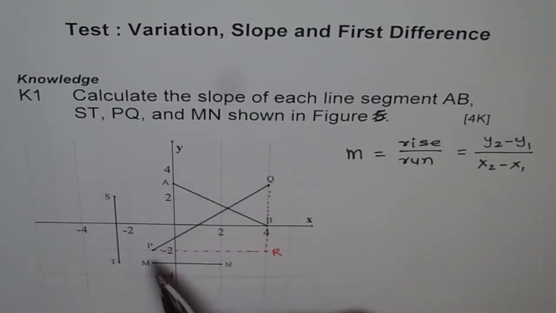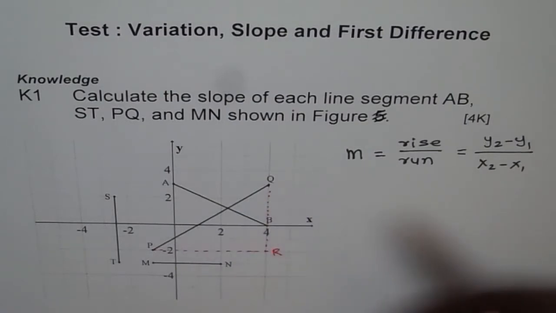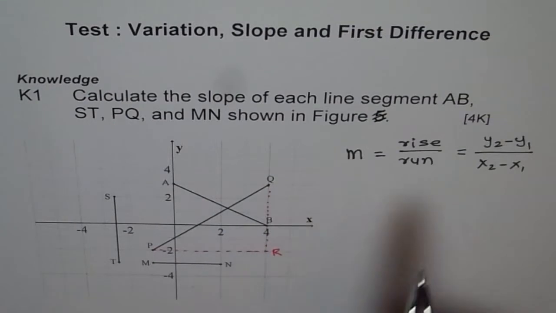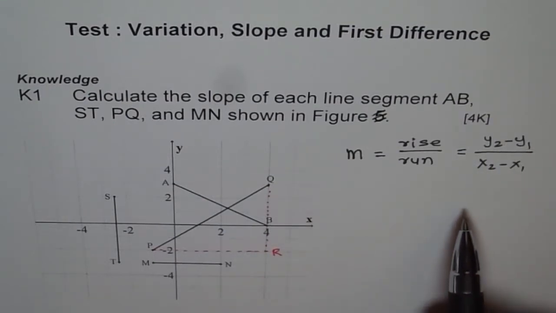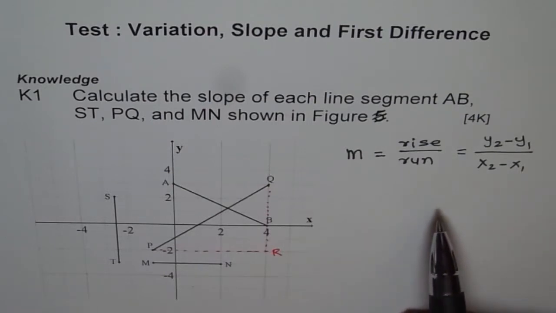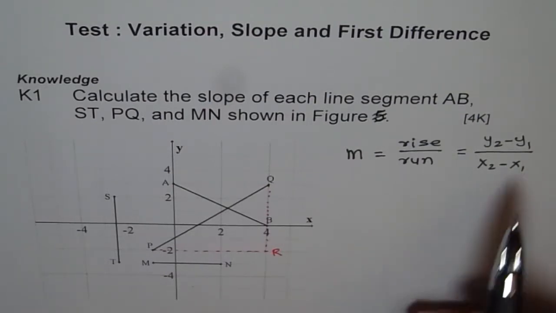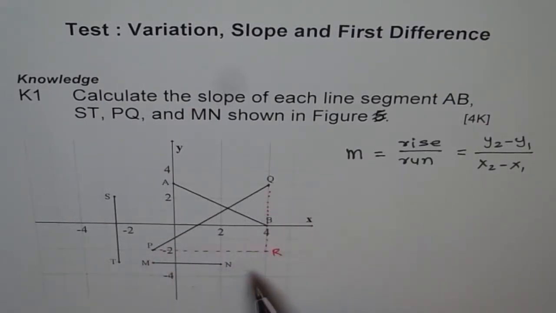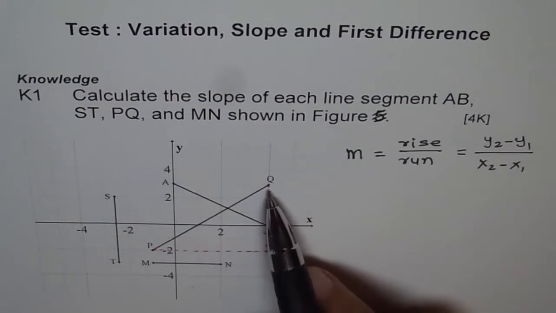You can consider any point as the first point and the other point as the second point. It doesn't really matter. But what is important here is that the order should remain the same. If you write this term first, then the corresponding term should also come first. That is most important, right? Now, the easiest way to do it is, when you are given this, first find the coordinates of your points.